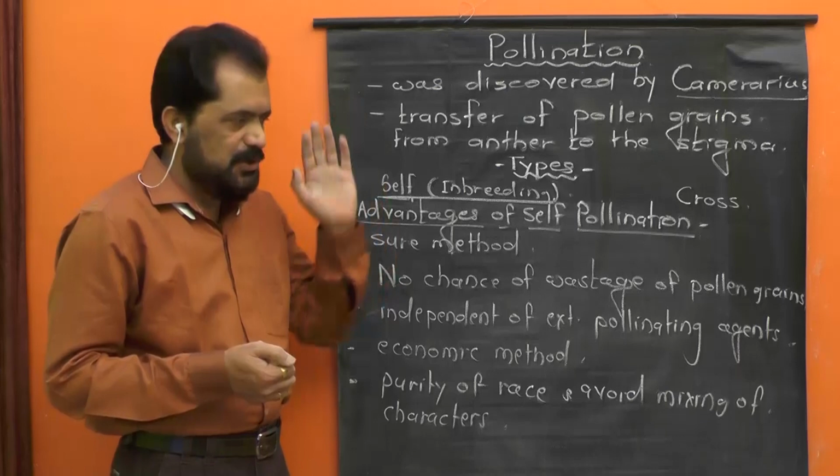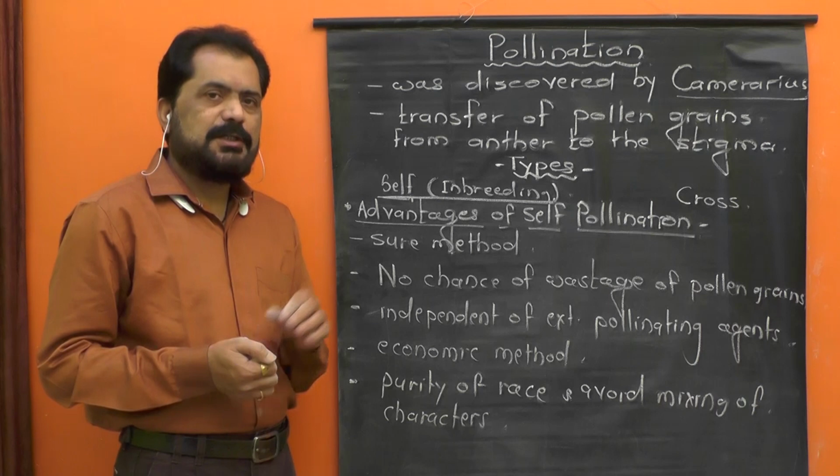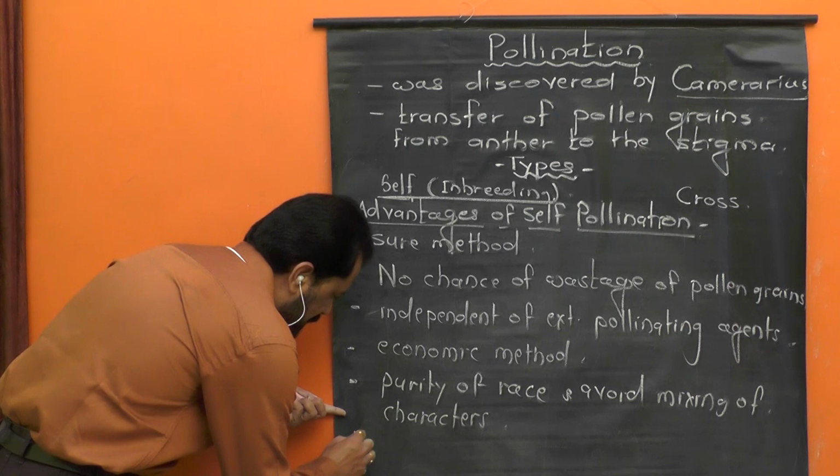of plants. So here are the advantages, but there are certain disadvantages also. Which are those? Let me tell you. The disadvantages of self-pollination.